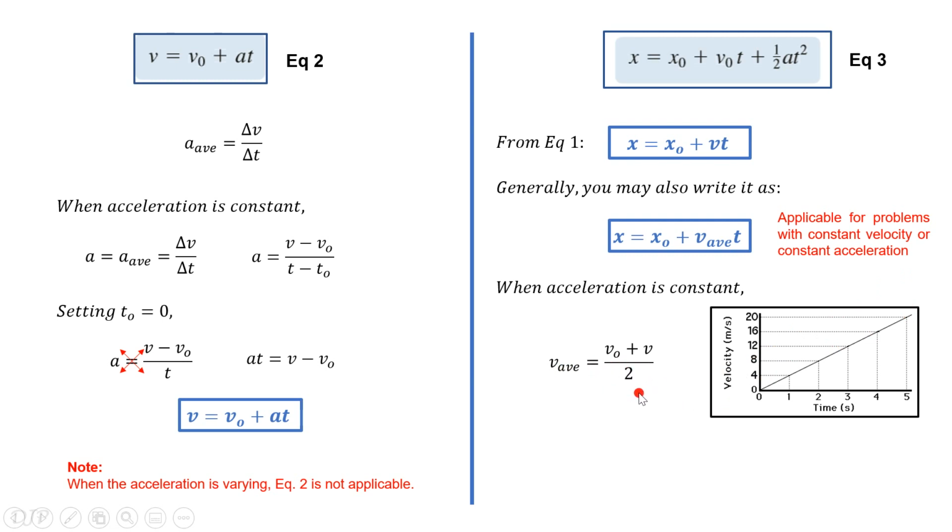Let's say we are given initial and final conditions to consider. To get the average velocity, you simply have to get the arithmetic mean of the two given velocities applicable in this velocity versus time graph. This follows that you may use this formula as long as the acceleration is constant. Now let's substitute average velocity into the first kinematic equation. This gives us this equation.